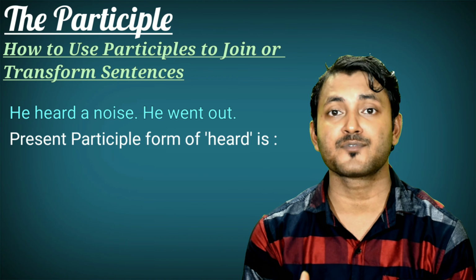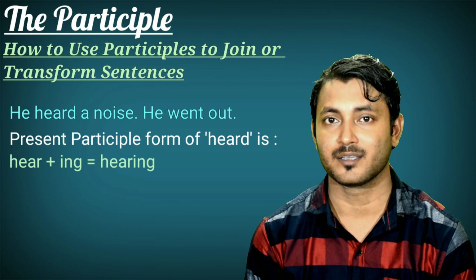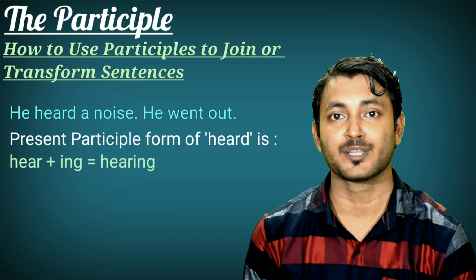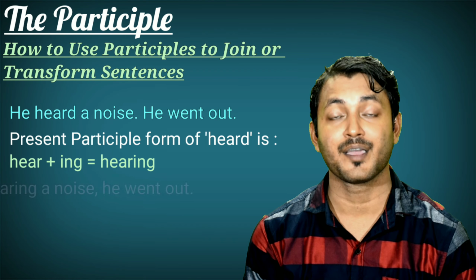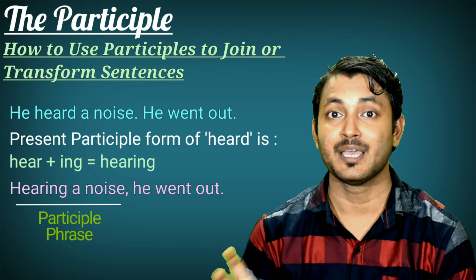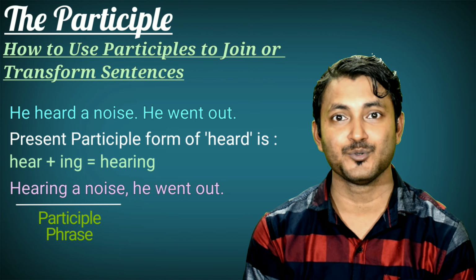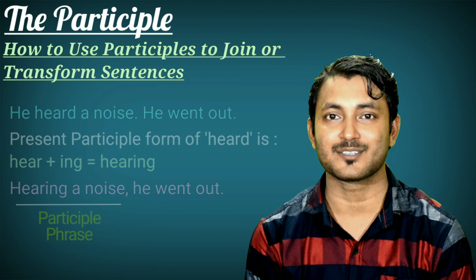Heard is the past form of the verb hear, and its participle form is hearing. So you can easily join these 2 sentences this way. Hearing a noise, comma, he went out. Hearing a noise is a participle phrase. It is used here to join these 2 sentences.